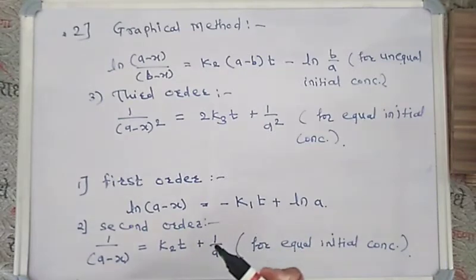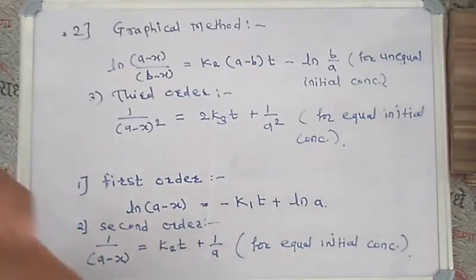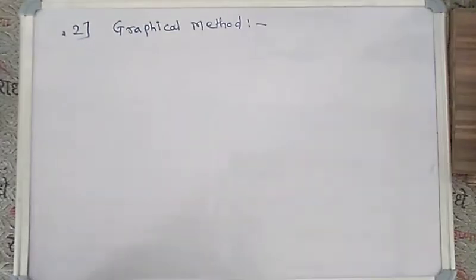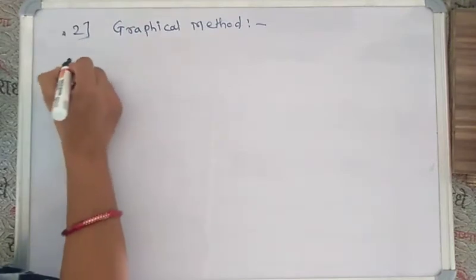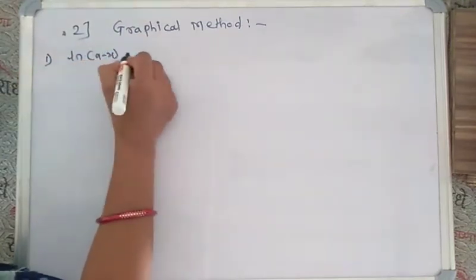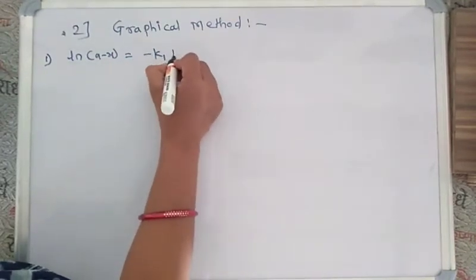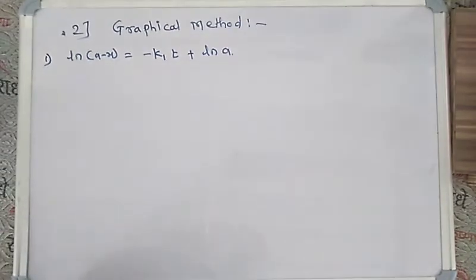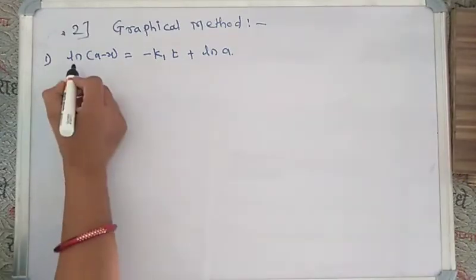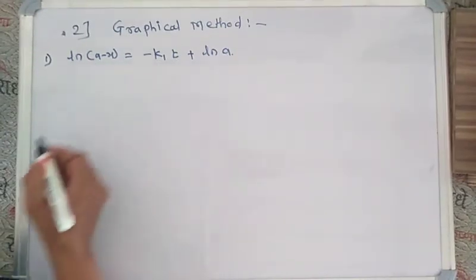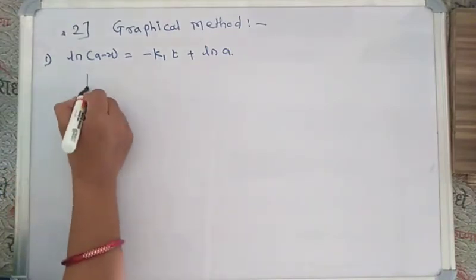Let me see these graphs. First we see the first order reaction graph. So we know that the expression for first order is that ln of a minus x is equal to minus k1 into t plus ln of a. By using this integrated rate equation, we plot the graph of ln of a minus x against t. We get a straight line. Let me see this graph.